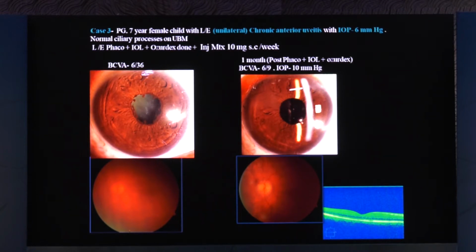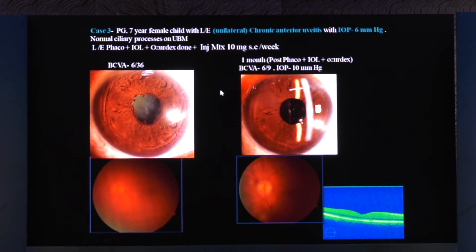This is a 7-year-old female with left eye chronic anterior uveitis with hypotony. The UBM showed normal ciliary processes, so we did a phaco plus IOL with Ozurdex injection, plus she was on injection methotrexate for the systemic control.